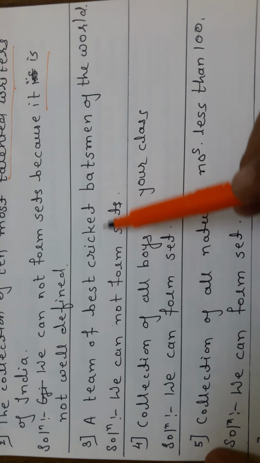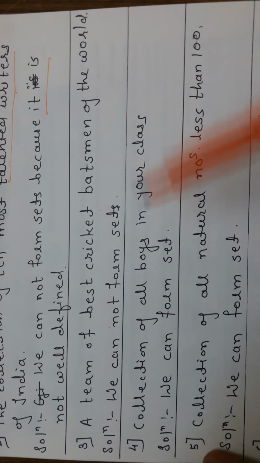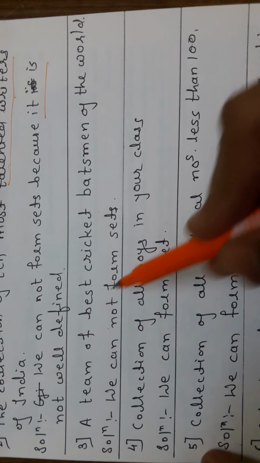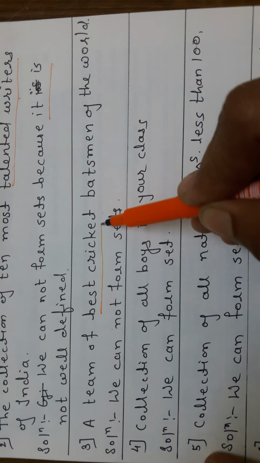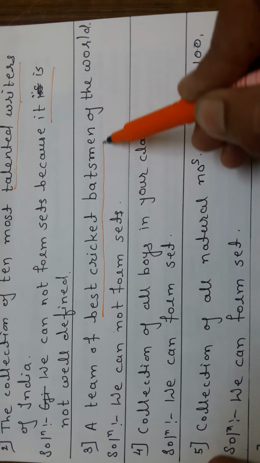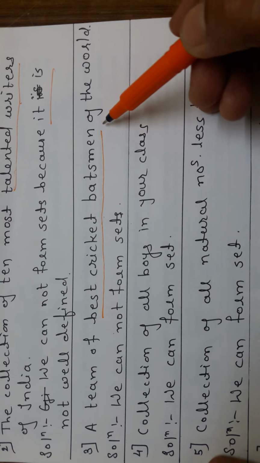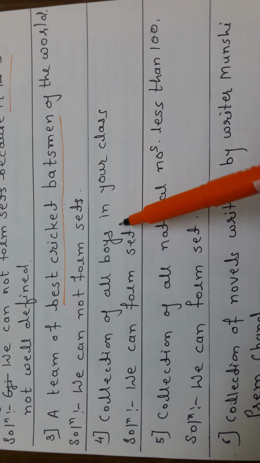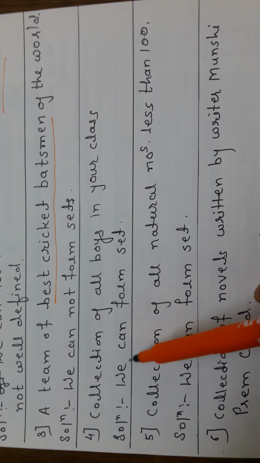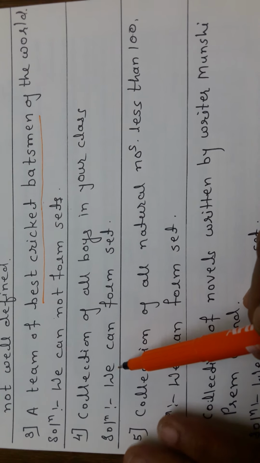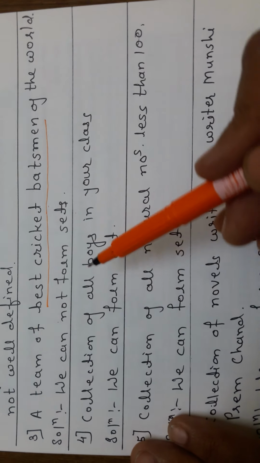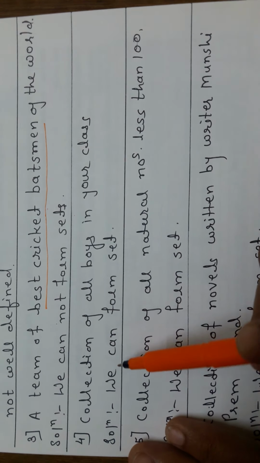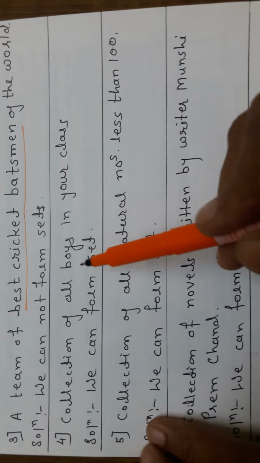Third, a team of the best cricket batsmen of the world. We cannot form the set because they haven't mentioned here who the best cricket batsman is, whether of a one day match or of a test match. That's why. Fourth, the collection of all boys in your class. If we have 60 strength in our class, with 35 boys and 25 girls, we can form a set.